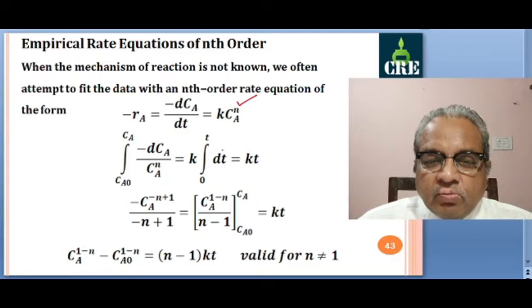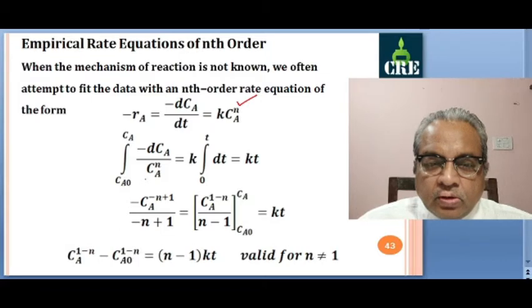If I separate the variables and solve this equation, minus dCA by CA raised to n is equal to k into integral dt between 0 to t. When t is equal to 0, CA is CA0, and when t is any value t, CA is CA. So this integral is t, and on the right hand side we have simply kt.